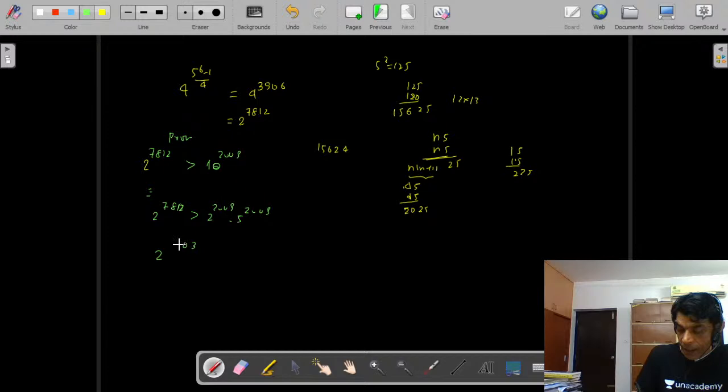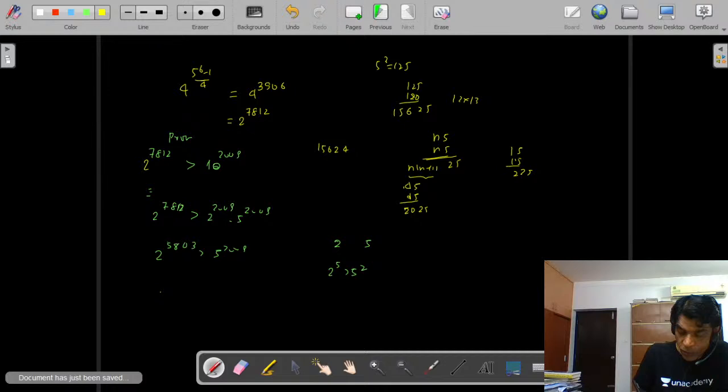So 7603, and this is 5803, and then 5 to the 2009. So you can compare powers of 2 and 5. Maybe one of the ways is that you can write 2, 5 and 5 squared. It is still good, and as one viewer suggested, it is quite a small bound, so anything works fine.